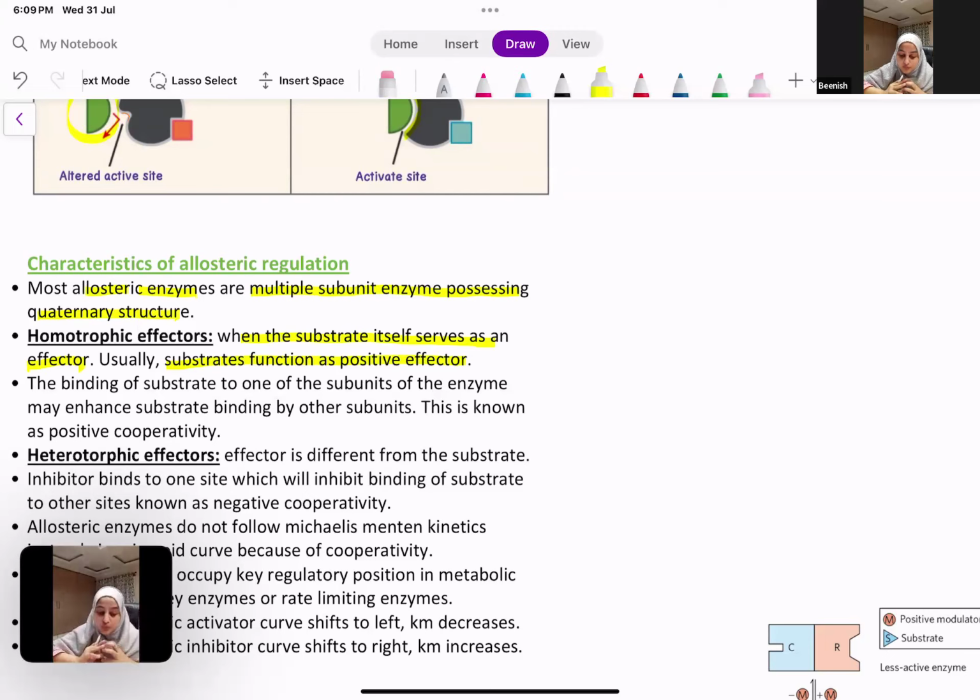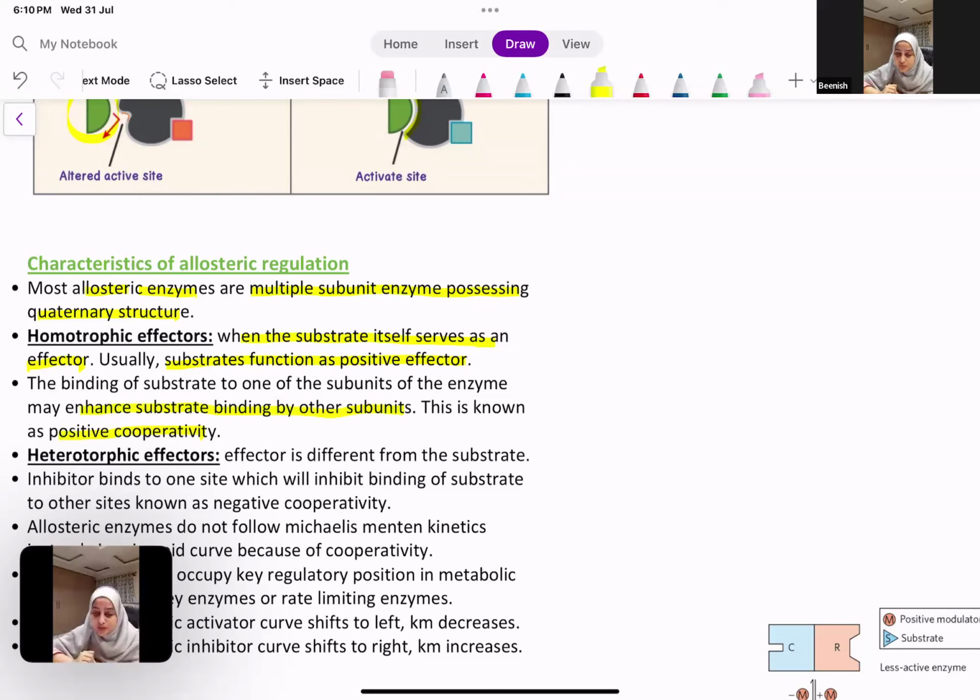So what is the homotropic effect? Here, the substrate itself is going to act as a modifier or as an effector. So when substrates are acting as effectors, they are usually acting as positive effectors. And as a result, what is going to happen? Binding of substrate to one of the subunits of the enzyme may enhance binding of substrate at the other subunits. This is known as positive cooperativity.